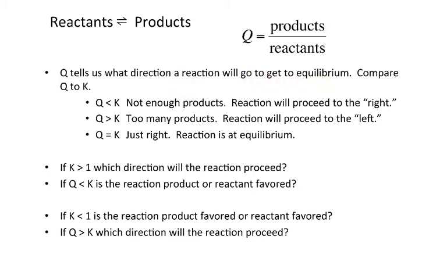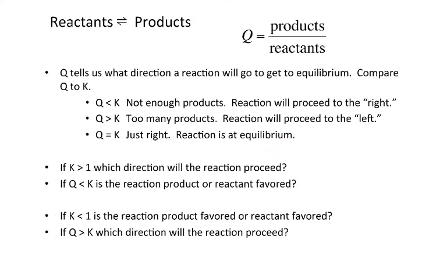So to determine which direction a reaction will go, I compare Q to K. If Q is less than K, then the way I think about it is I don't have enough products. My numerator is not big enough. And so the reaction will proceed to the right. It will go from reactants to products. It will make more products. If Q is greater than K, that means I have too many products. My numerator is too big. So the reaction will proceed to the left. It will go from products to reactants to use up the products and make more reactants. If I calculate Q and it's equal to K, then I know that the reaction is at equilibrium.